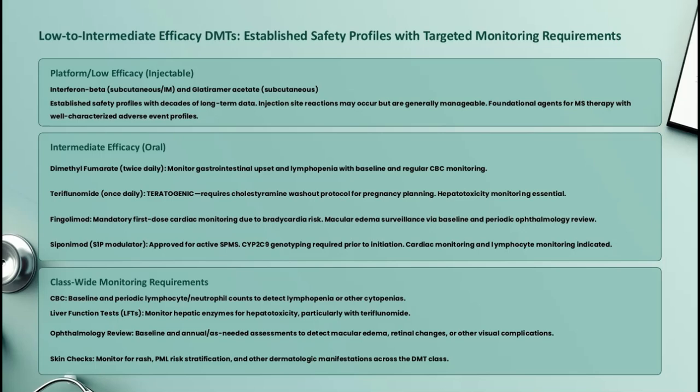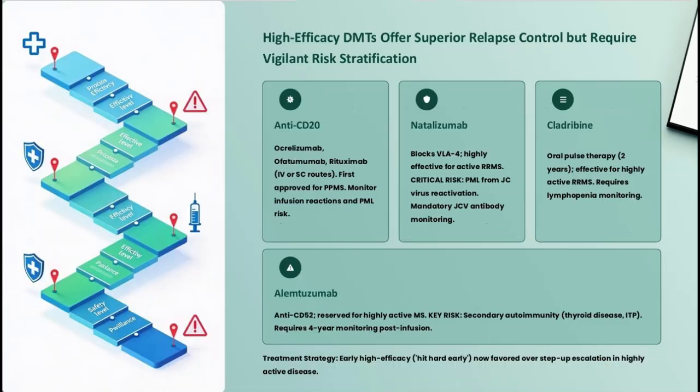Modern MS management increasingly favors earlier use of high-efficacy therapies in appropriate patients. This reflects the concept of preventing irreversible neuroaxonal damage before disability accumulates. Anti-CD20 therapies, including ocrelizumab, ofatumumab, and rituximab, are highly effective at suppressing inflammatory disease activity. Ocrelizumab is especially important because it was the first approved therapy for primary progressive MS. Natalizumab is another highly effective agent, particularly in aggressive relapsing disease.